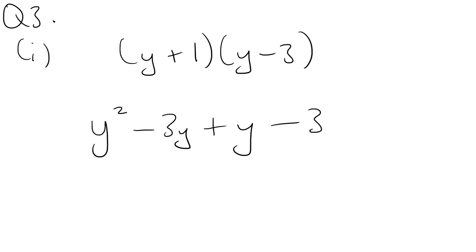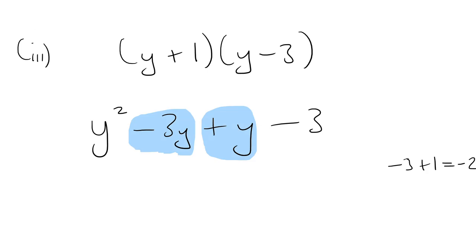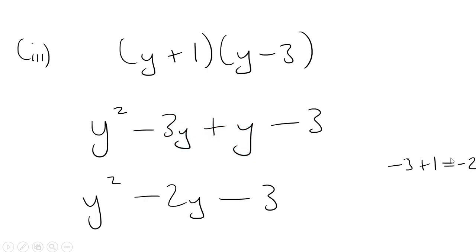And now what we need to do is tidy up these two here. Be careful. Minus 3 plus 1. Well, if you know your rules, signs different: small from big. 1 from 3 is 2. Keep the sign of the bigger one. Or I like to do it this way: I owe someone €3. I paid them off €1. I now owe them €2. And of course that's going to be y squared minus 2y minus 3. Sorted.